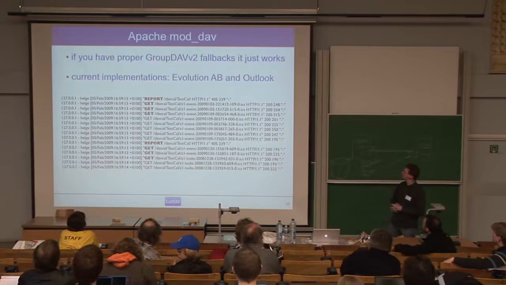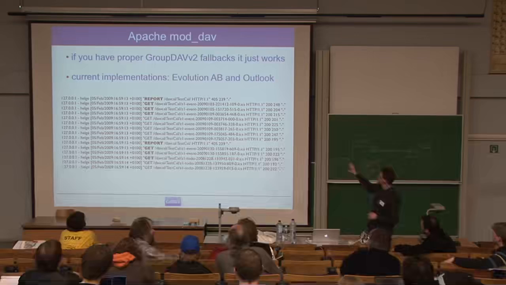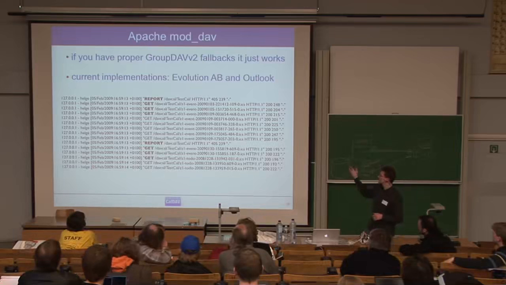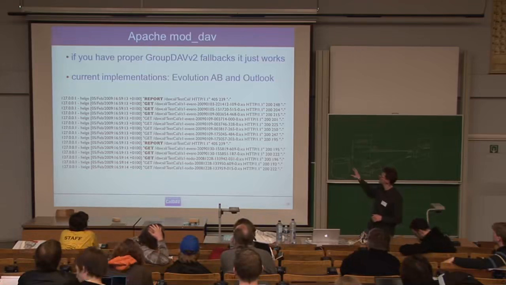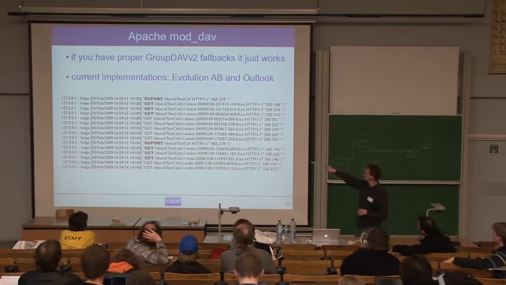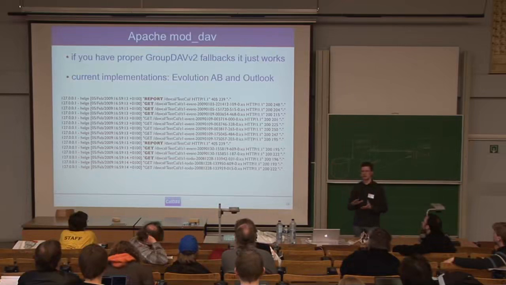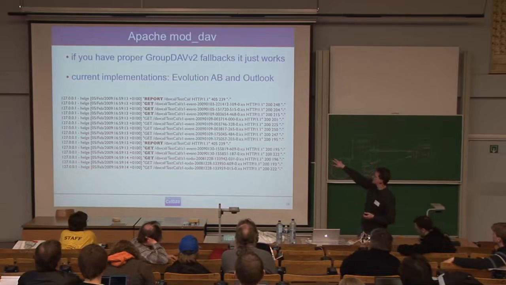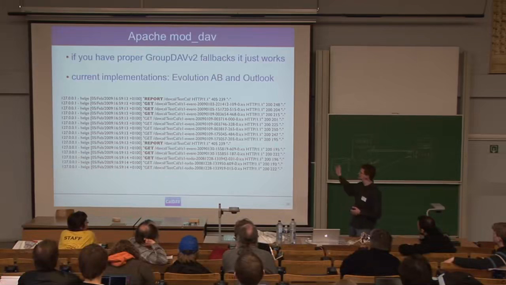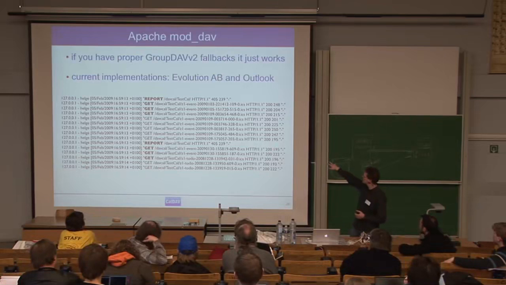Well, my personal favorite, as I said, is Apache WebDAV, and I've put a log of such an Apache transaction, which shows how the fallbacks work. For example, the client in this case first tried to perform a report to fetch multiple events in one batch. And it gets a 405 return code, which says that that method is not implemented.